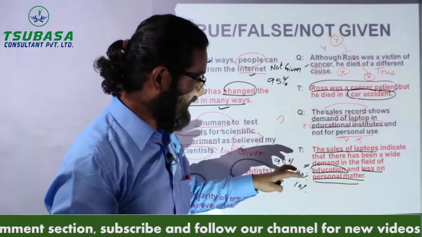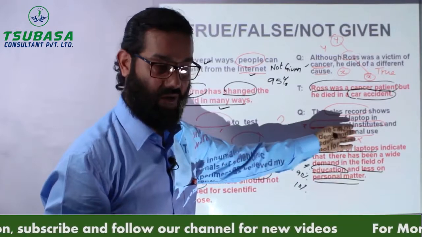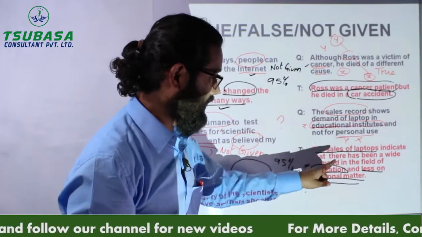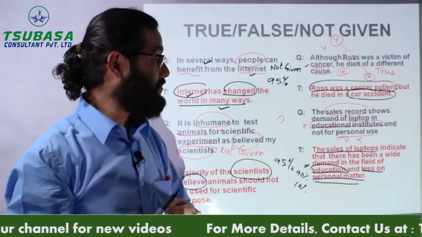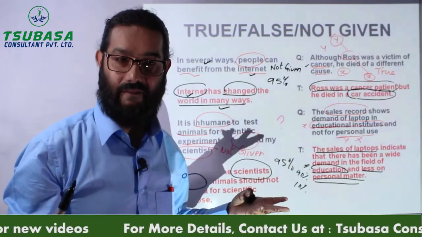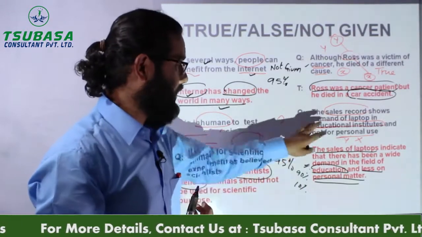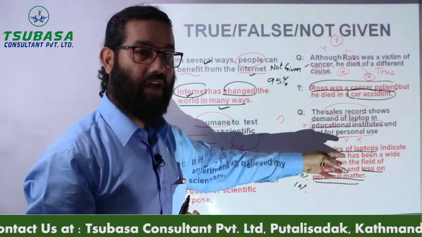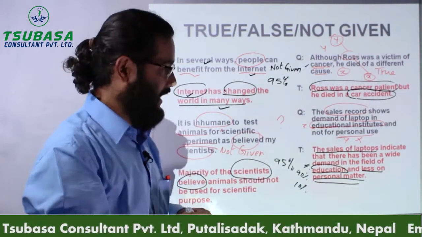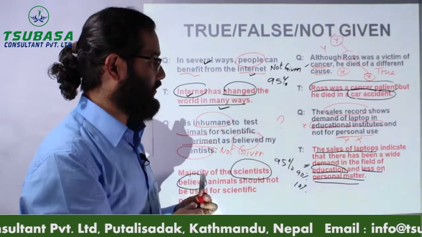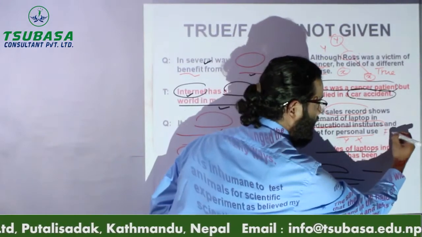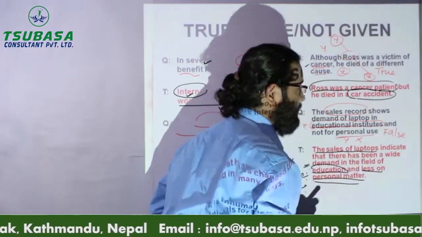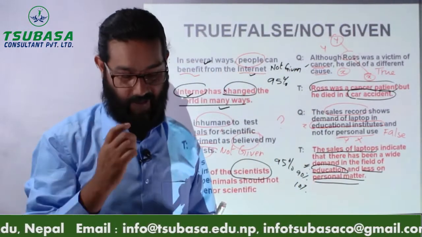So here the idea is contradictory. Why? Because less on personal matter does not mean not for personal matter. So the idea is unmatchable. It is disagreeable, contradictory. Hence, the answer to this is false. Okay, let us move a little further.